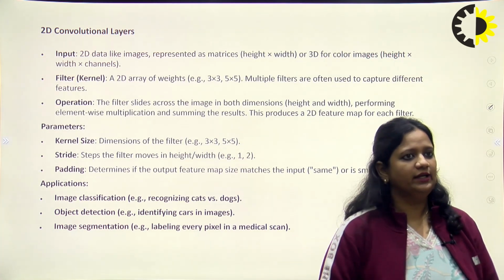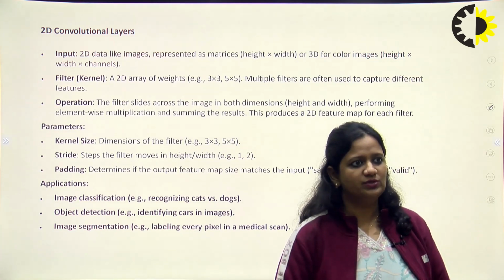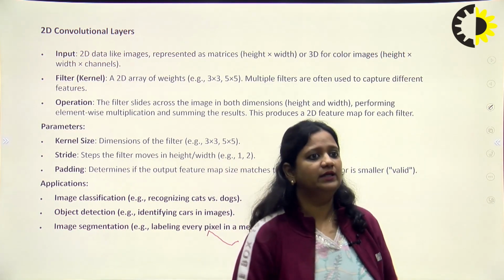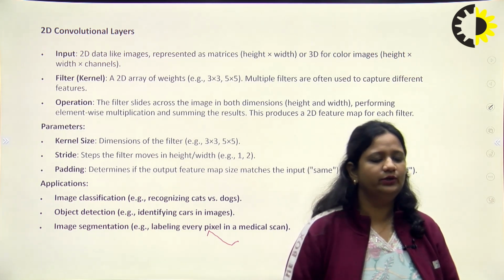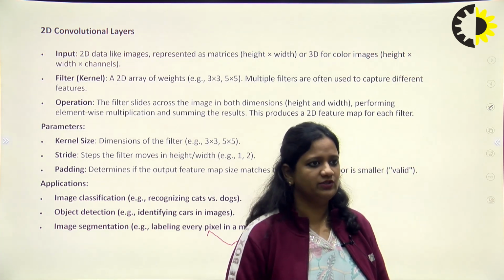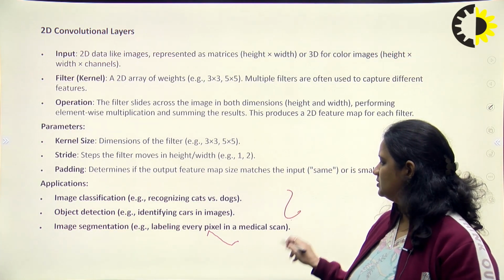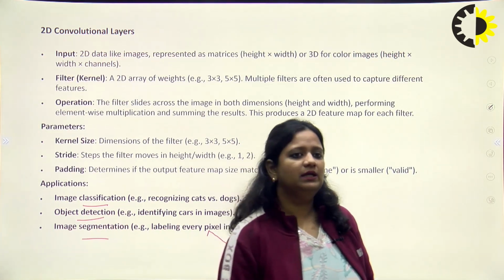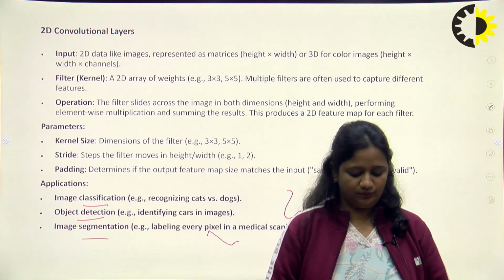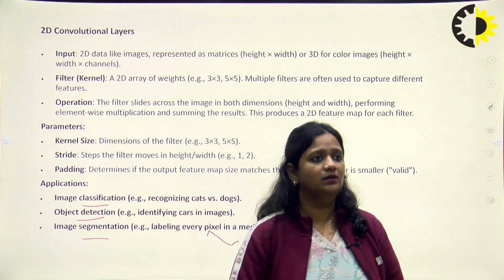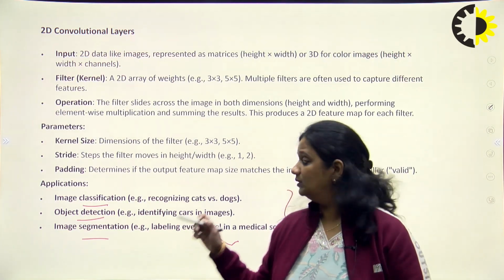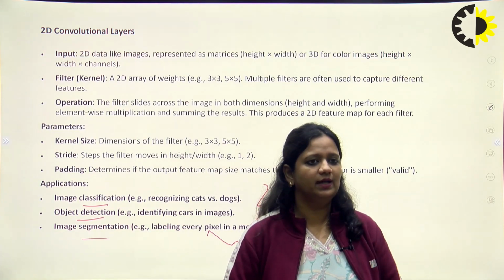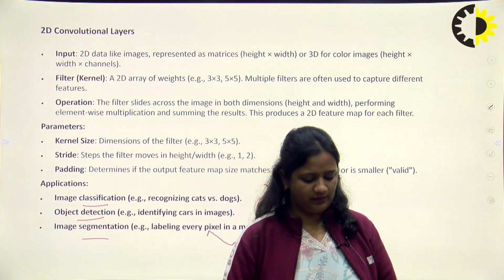The filter is a 2D array of weights, and we use multiple filters on the images. The dimension of the filter is typically 3 by 3 or 5 by 5, because there is a two-dimension input layer. Now the applications of CNN are image classification, object identification, and image segmentation. These are applications of the convolutional neural network.